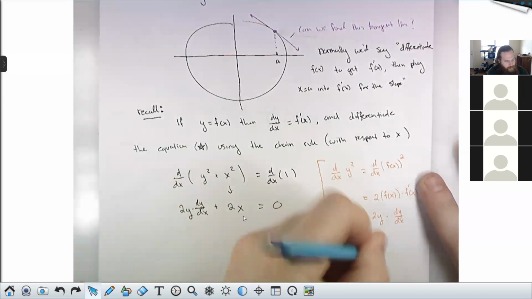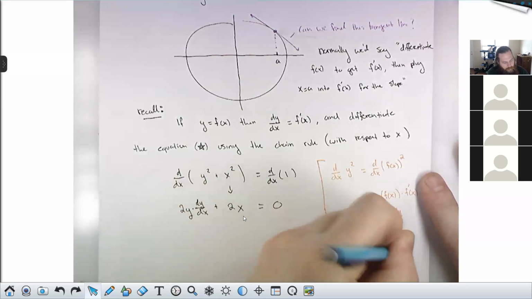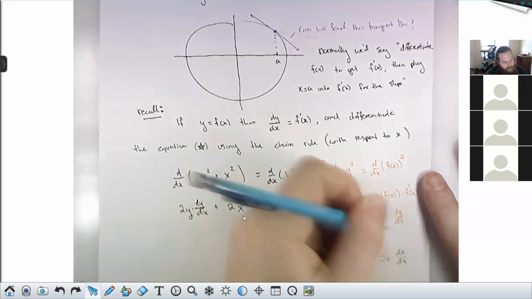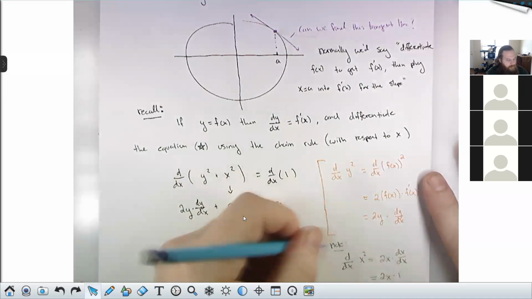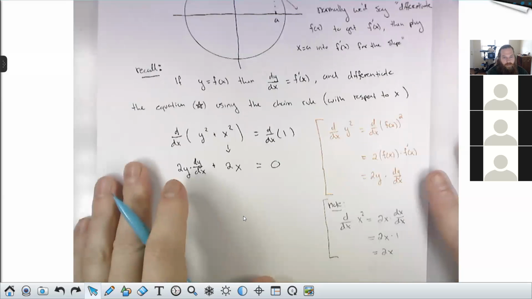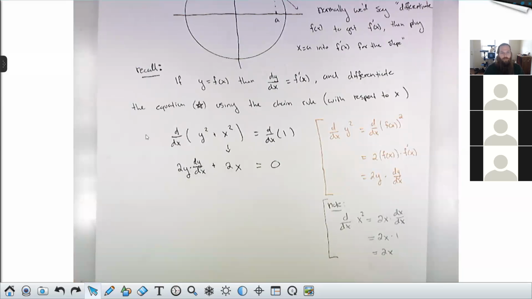You can do this here too, right? Yeah, this would be 2x times dx dx. It's just that dx dx is equal to 1. It's because we're differentiating with respect to the variable x. Because the particular operator I applied was d dx, meaning differentiate this thing with respect to the variable x, the chain rule part you would get from differentiating x squared would be d, whatever you're differentiating, which is x, over dx. And that notation really is just 1. dx dx is 1.